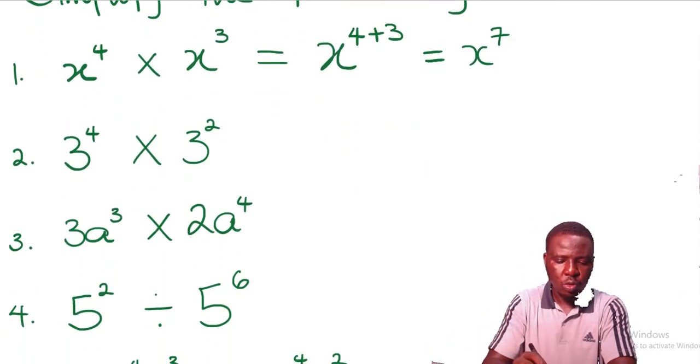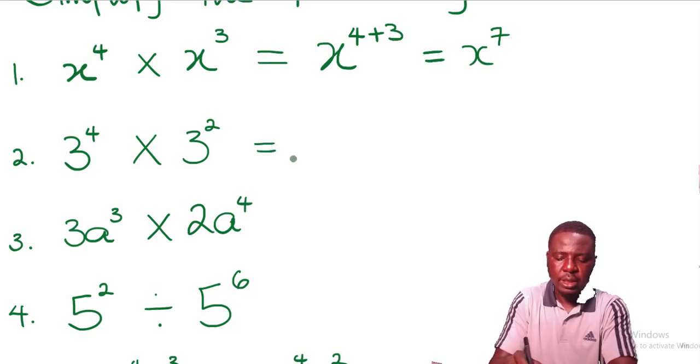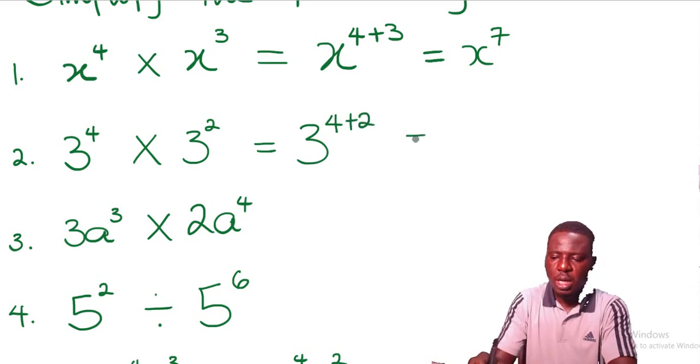2 says 3 raised to the power 4 multiplied by 3 squared. Bases are equal, so you add the powers. This becomes 3 raised to the power of 4 plus 2, and this is said to be 3 raised to the power of 6.